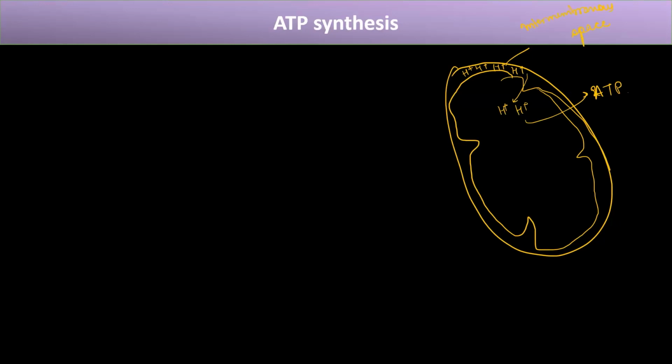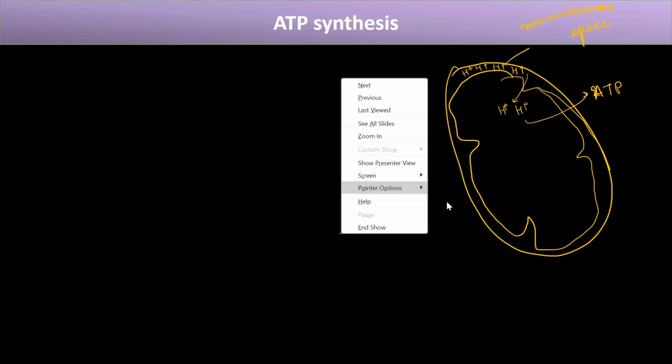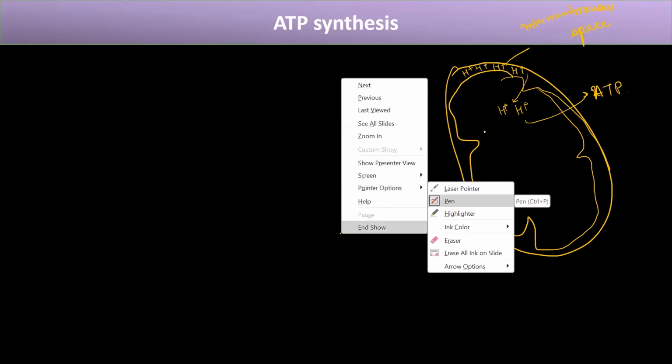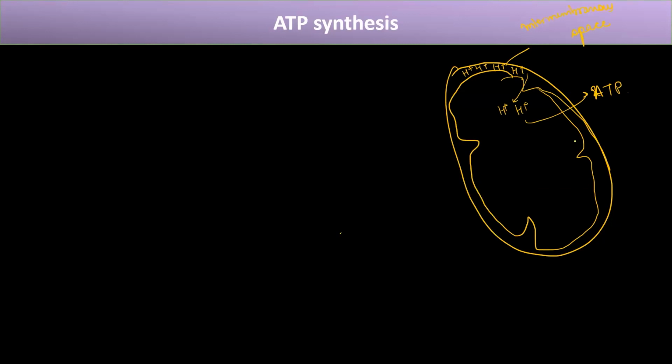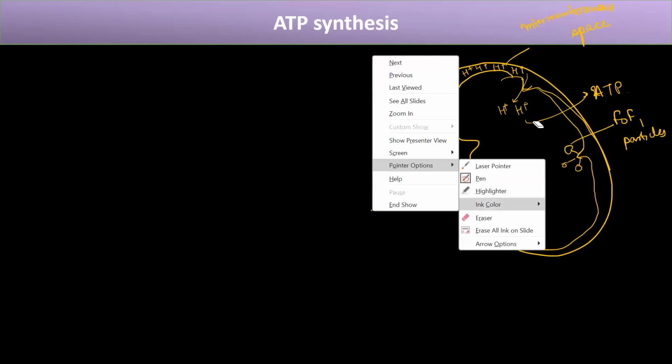Now let's see how. This is just for an idea of where these things are taking place. Before erasing this, we are seeing this crista, right? Similar things will happen here. This crista has particles attached to it, known as F0, F1 particles. Okay. So now let's see what is happening here. Let's erase this.